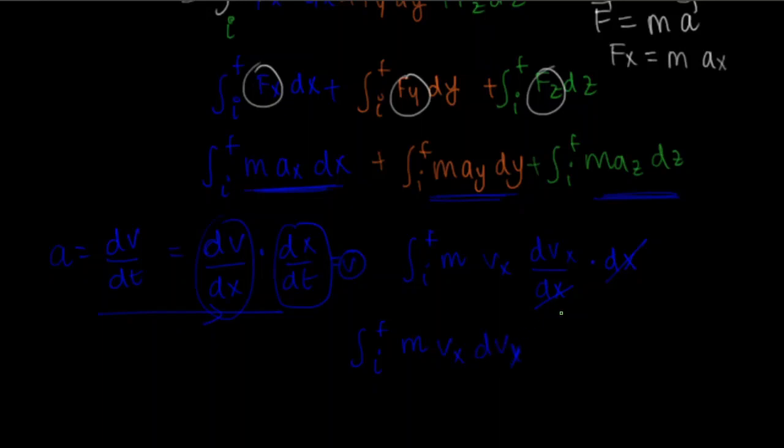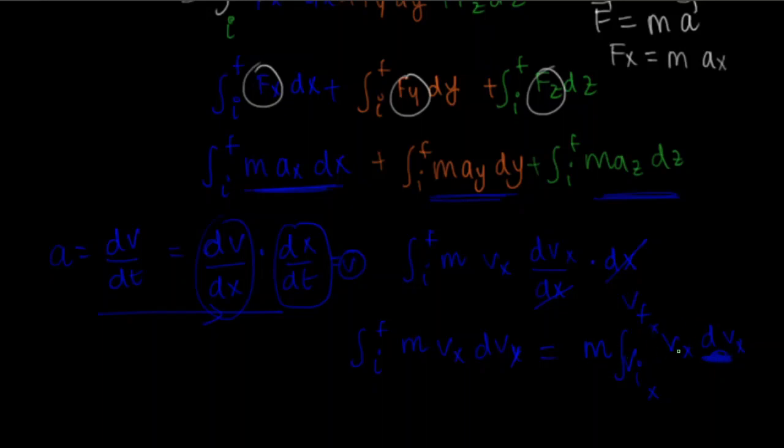Now m is constant, so you can just take it out of the integral, and you would arrive at m from initial to final of v sub x times dv sub x. And now that we have something that we're going to integrate on, we can change our initial and final conditions. Since we are dealing in velocities, instead of initial, you can now write velocity initial in the x direction, and instead of final, you can write velocity final in the x direction.